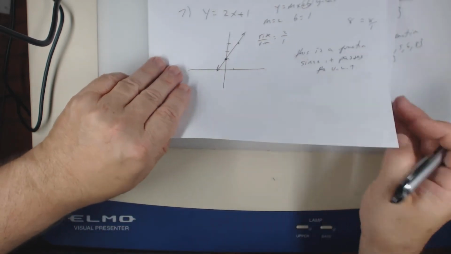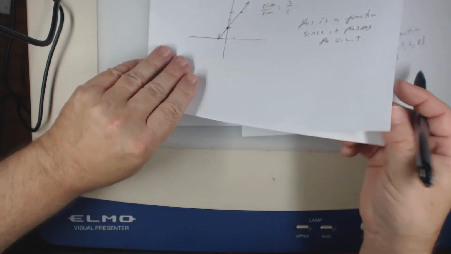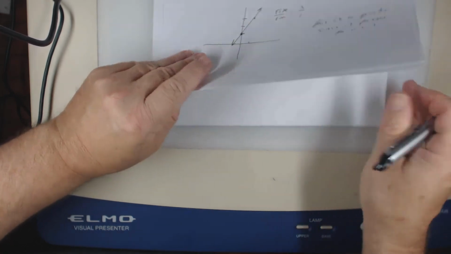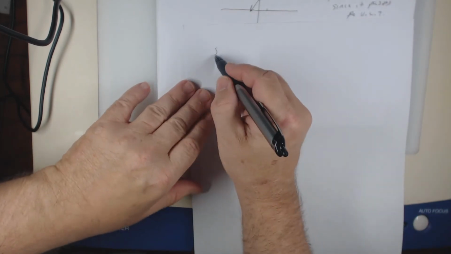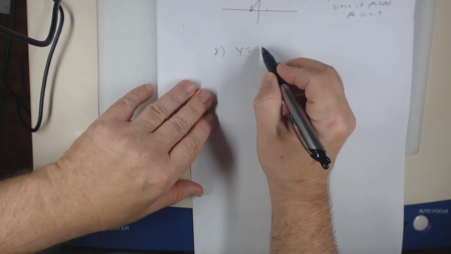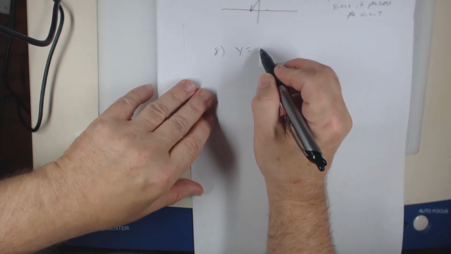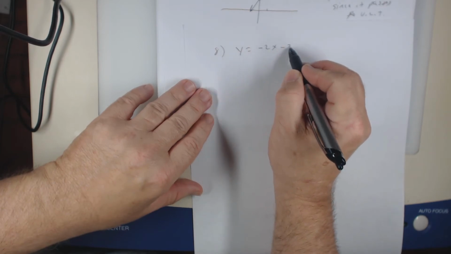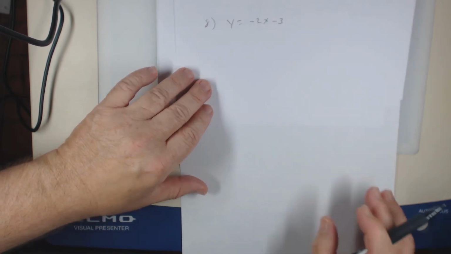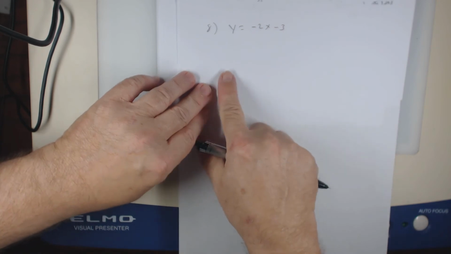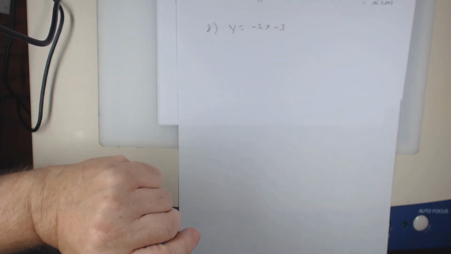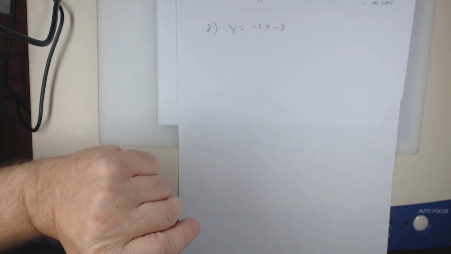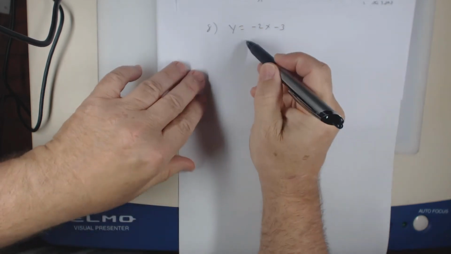So I'm going to do number 7 again. Let's do one like number 7, but use a t-table. And we're going to use the definition of a function. So here's the way you're going to do this. y equals negative 2x minus 3. You do not have to know whether it's a line or not to do this. You didn't have to know that. You use a t-table. Now listen carefully.